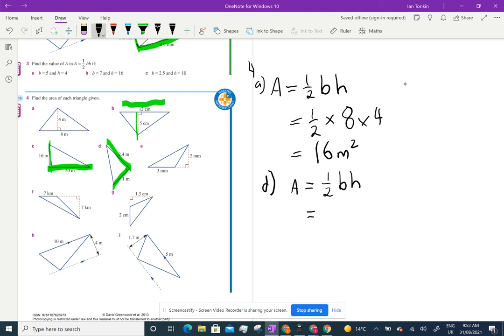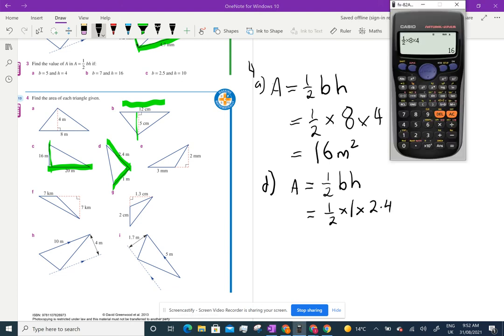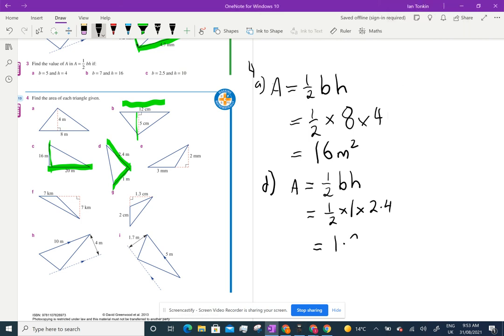So it's a half times 1 times 2.4. I'm going to use my calculator, and I'm just going to go, a half times 1 times 2.4, 1.2. And what units are we in? Meter squares. I will do E.